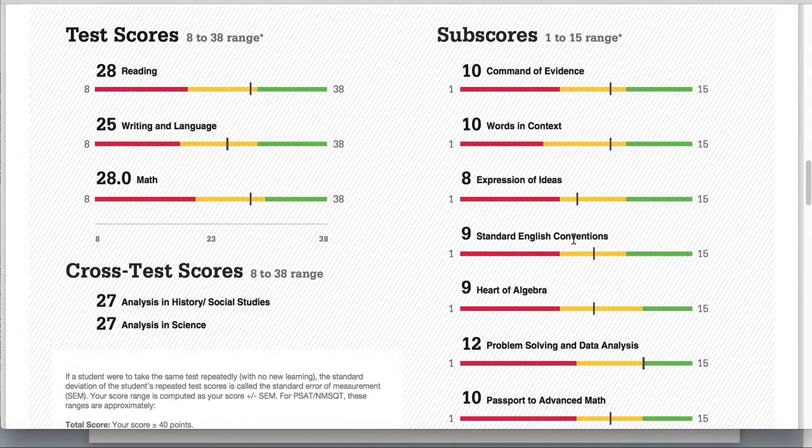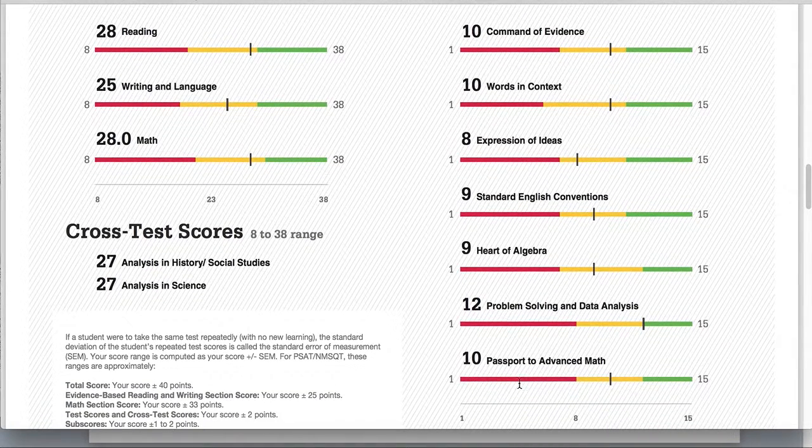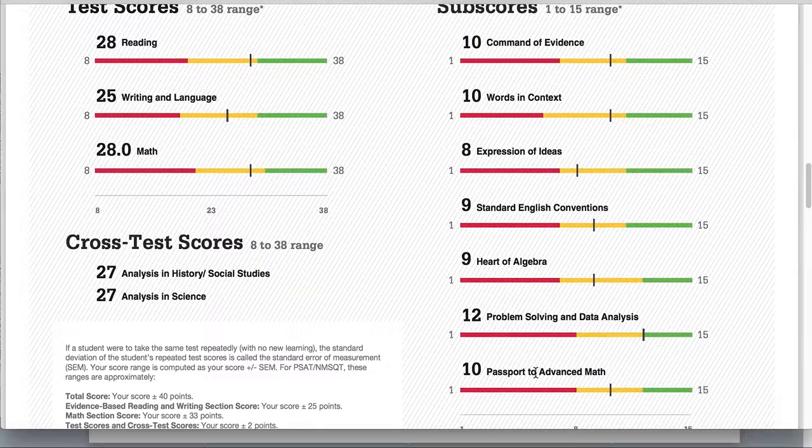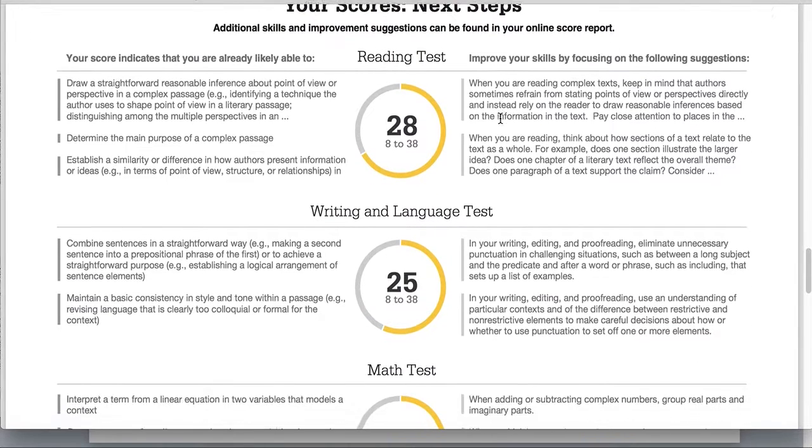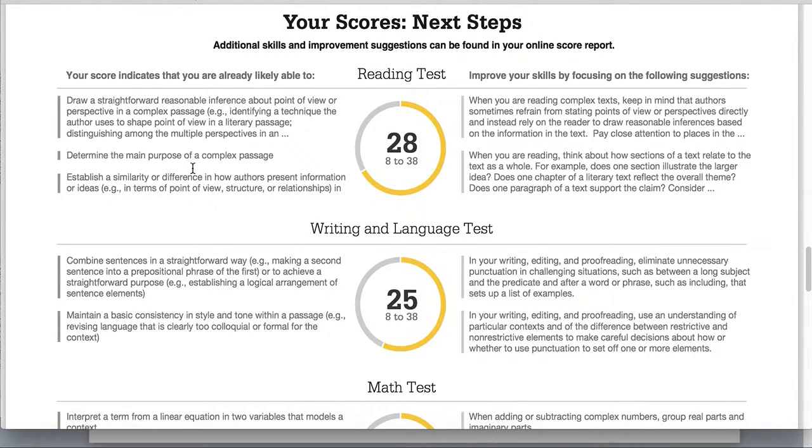Now, these subscores, as we went over them before, are generally helpful. However, knowing that you're in the yellow when it comes to command of evidence, or words in context, or passport to advanced math, not really that helpful. It's not clear what you need to do in order to improve those skills, at least on this test. You might try to work harder in algebra in school, or in reading or English class in school, but it's unclear how that correlates directly.